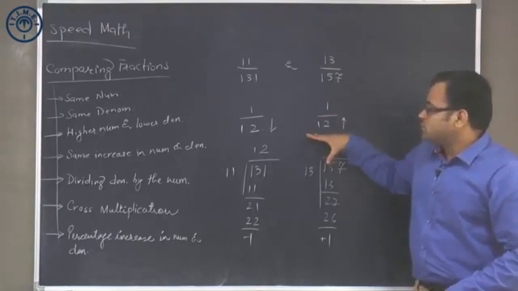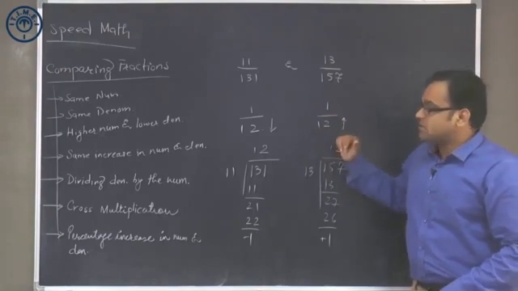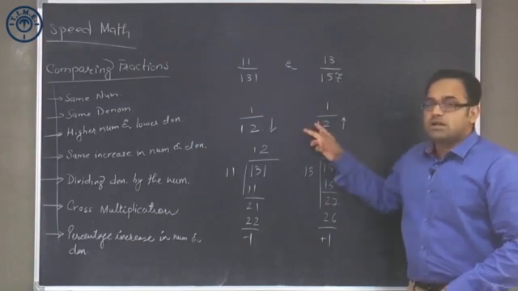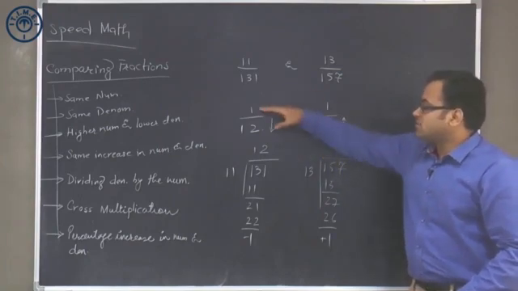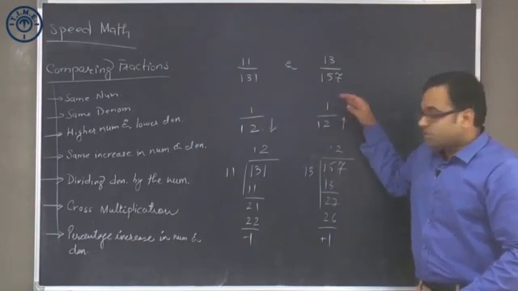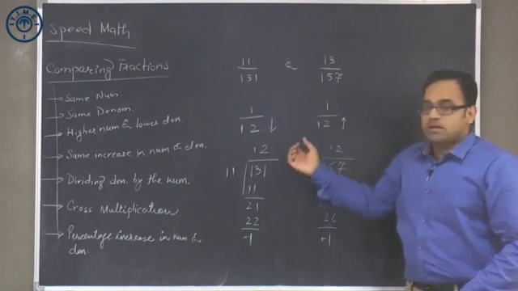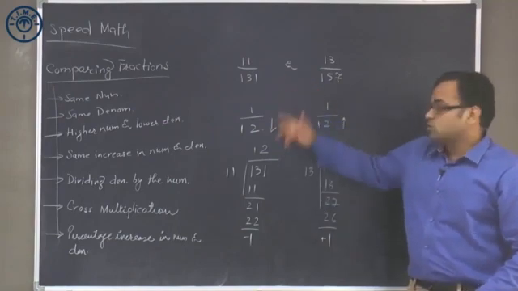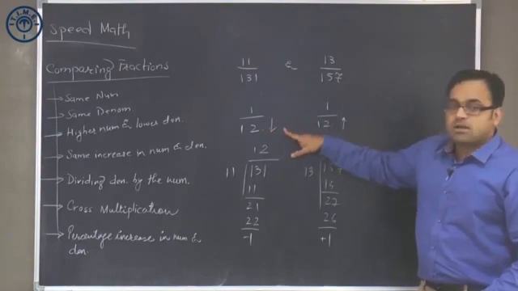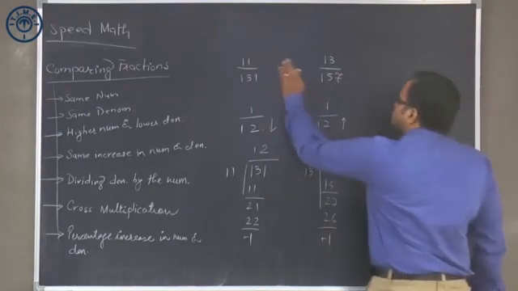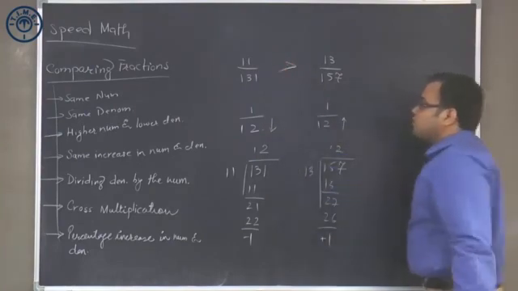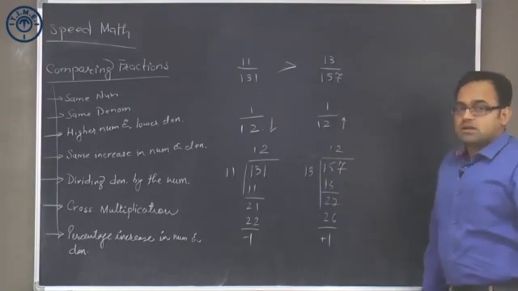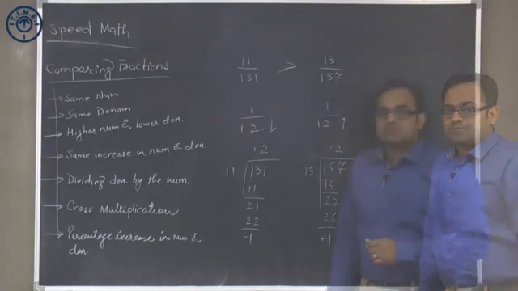Once we are clear on this, then we ask ourselves which of these two numbers will be greater. As we discussed earlier, if the numerator is the same, whichever number has a lower denominator, that number will be greater. So therefore, because this number has a lower denominator, this number will be greater. So 11 upon 131 is greater than 13 upon 157.